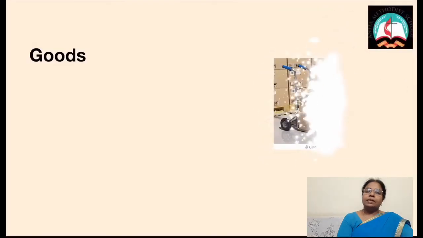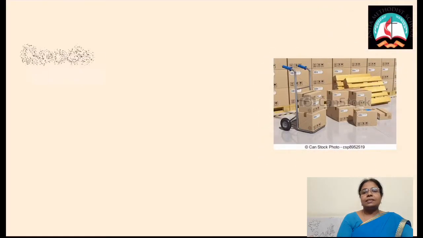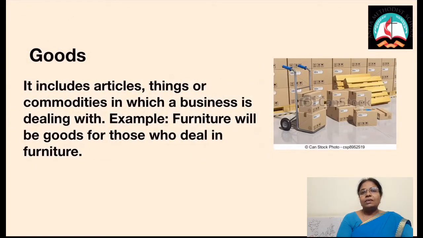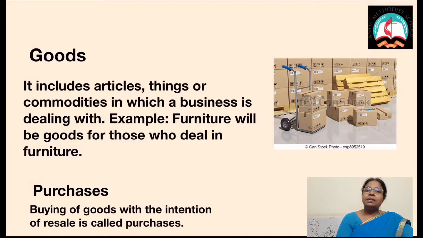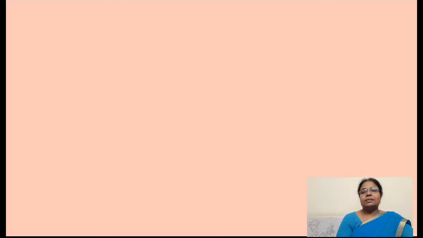Next one is goods. Children, now let us see about goods. Any articles or things or commodities in which a business is dealing are called goods. For example, if the business is dealing with furniture, then it will be goods for those who deal in furniture. Purchases means buying of goods with the intention of resale.